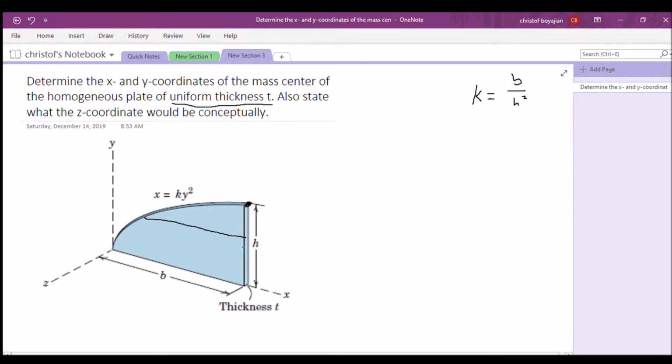So I'm going to try to draw this as best as I can. I know that's not that great. Let's say our centroid is somewhere over here for this cross section.